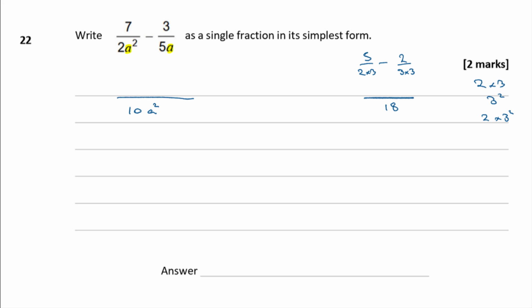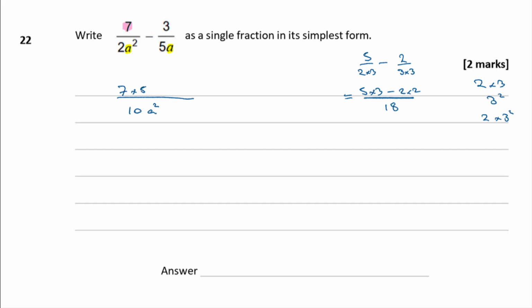Okay, right, so then on the top, now if we were doing the real numbers over here, we would take the 5 and we'd multiply it by how many times 6 goes into 18, which would be 3 times, and we would be subtracting 2 times how many times 9 goes into 18, which is 2 times. And we're going to do the same thing here. We're going to take the 7 on the top, and we're going to multiply it by how many times 2a squared goes into 10a squared. So it's going to be 7 times 5, because 2a squared goes into 10a squared 5 times.